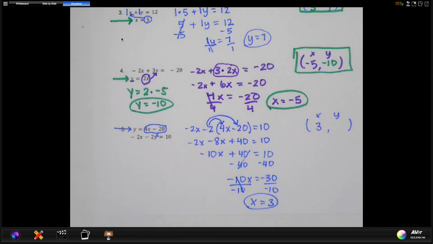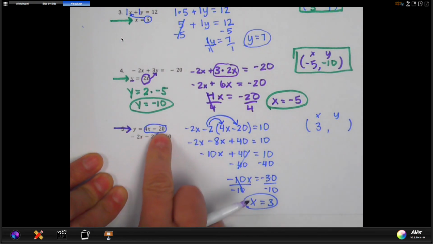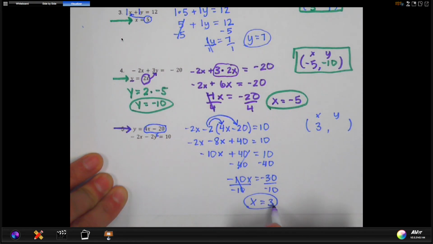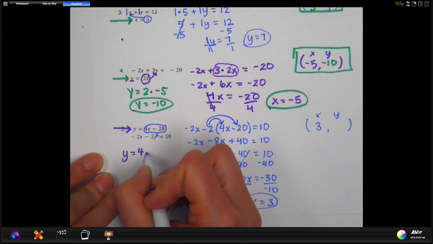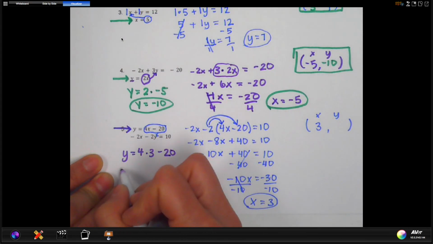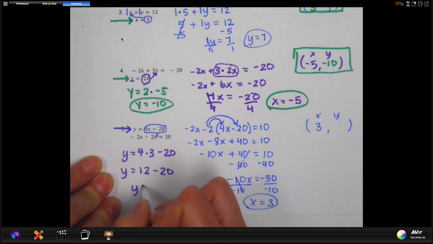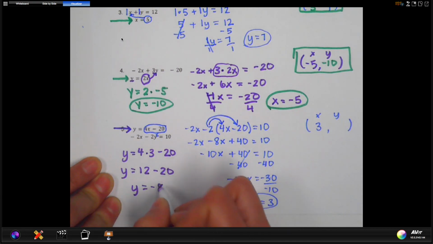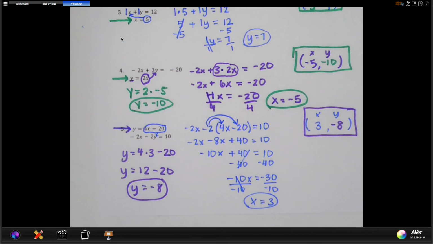Now, to find the y value, we still go back to the original equation. So the original one we had was this top one. So we're going to rewrite that using my 3 for x. So y equal 4, not x now, times our value of 3 that we got, minus 20. Well, 4 times 3 is 12 minus 20. So y equal 12 minus 20 gives us negative 8. And that is the second part of our answer. And we finally now have our ordered pair where it crosses, and that would be 3, negative 8.